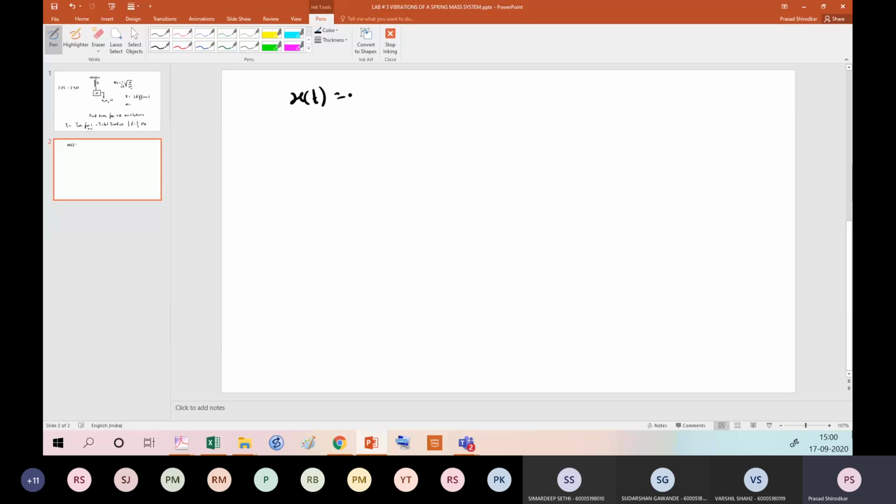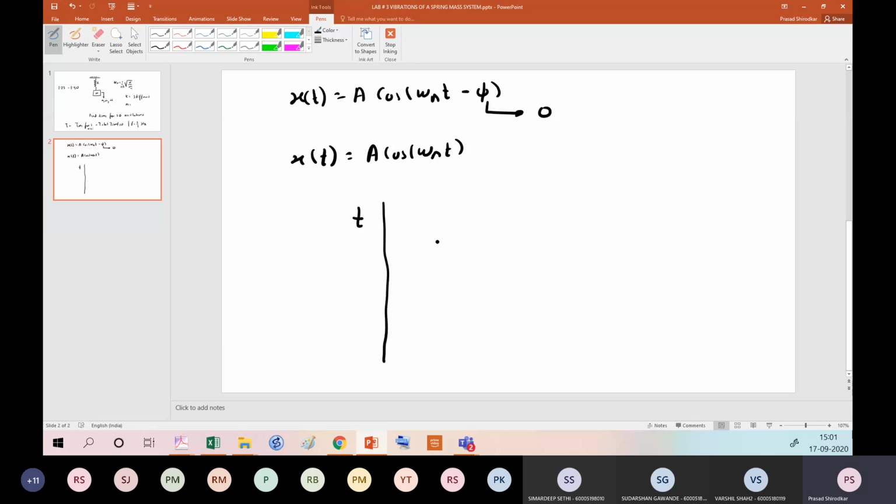So your response is x(t) = A cos(omega n t − phi), right? Take phi, that is the phase lag, as 0. Now your equation becomes x(t) = A cos(omega n t). Now you have to plot a graph. Column 1 will be time t, so t is on the x axis and x(t) is on the y axis.